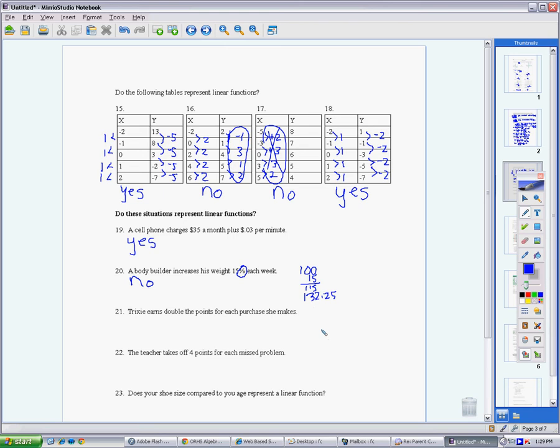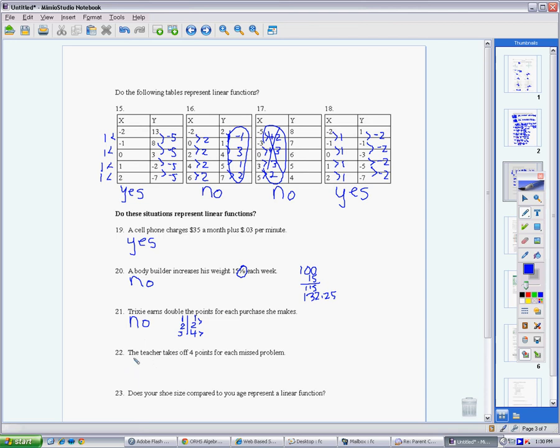Trixie can earn double the points for each purchase she makes. No, that is not linear. Double the points, that's multiplication. So she earns 1 point and she doubles it, then that would be 2 points. If she goes the next time, that would be 4 points. That's not going up the same amount each time.